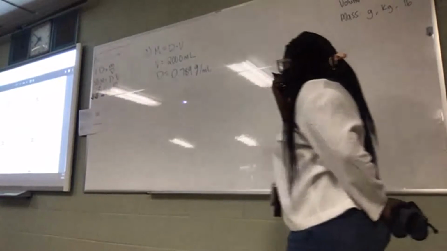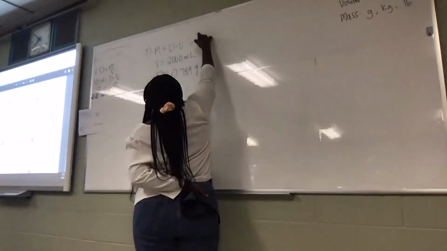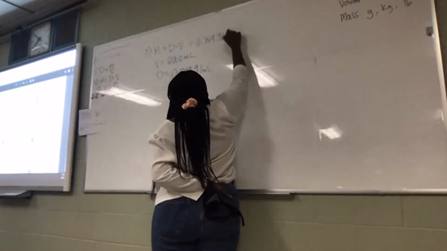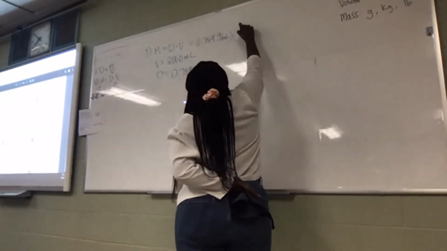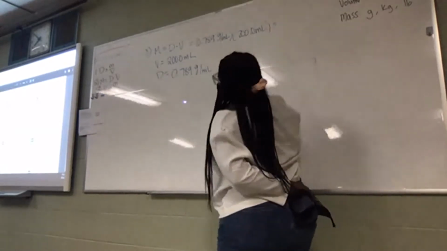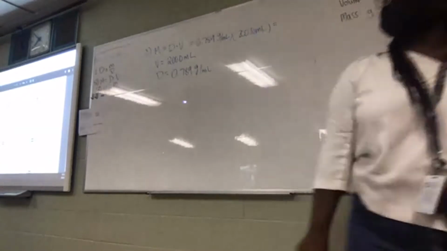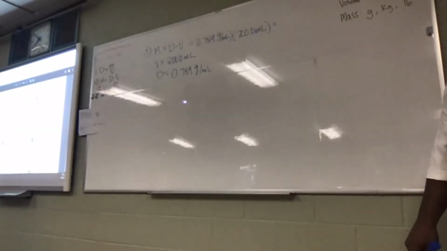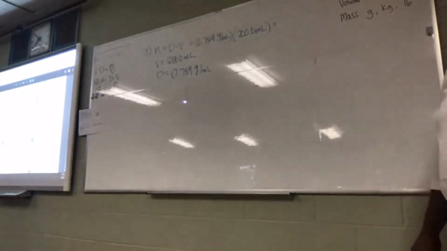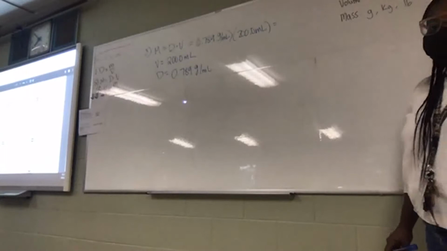All right, let's plug and chug. My density is 0.789 grams per milliliter. My volume is 200.0 milliliters. What does that give me? I like it. Anybody else get something around that area? Everybody needs to do it. Fine. I'm sorry. That one went by a little fast, didn't it? Yeah. I apologize.